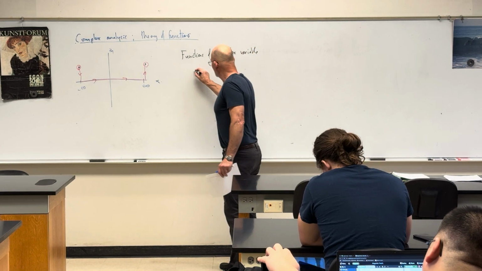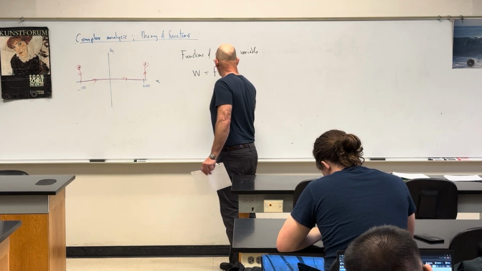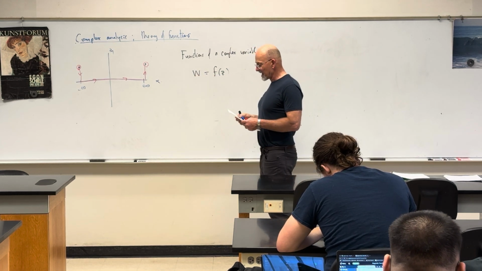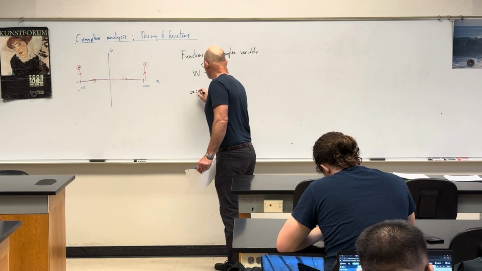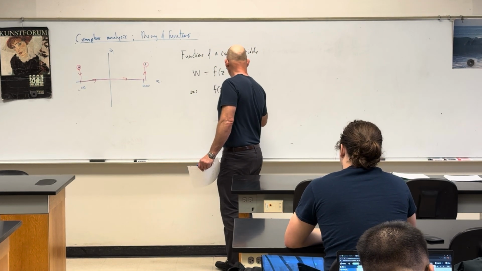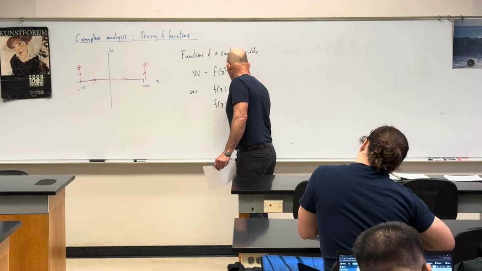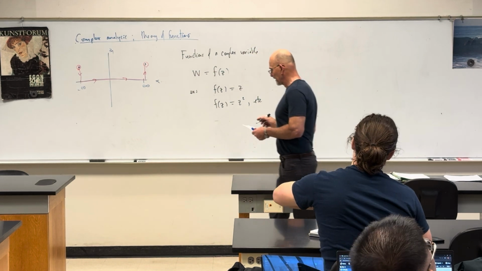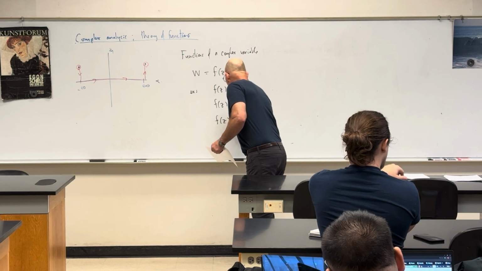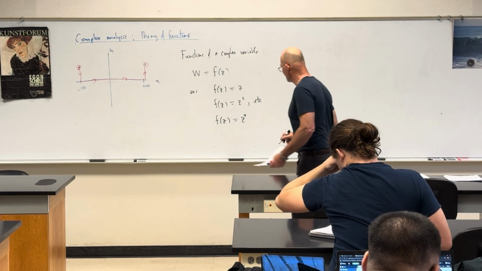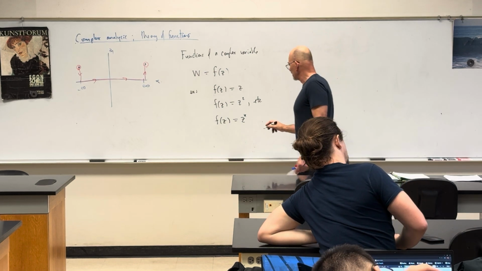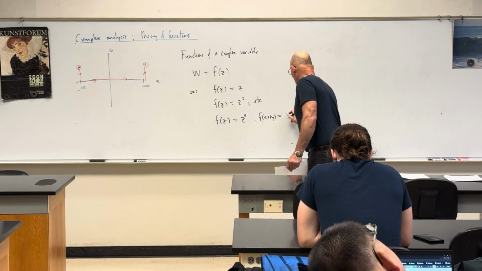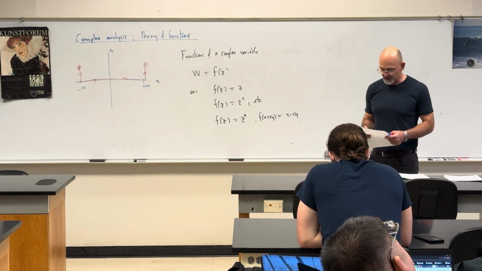So we'll just say we have w equals f of z, right? So the argument's complex, the function's complex. Examples: f of z equals z, f of z equals z squared, etc. That's a function. f of z equals z star. That would be a function. So you'd have f of x plus iy is equal to x minus iy, right? That's a fine function.